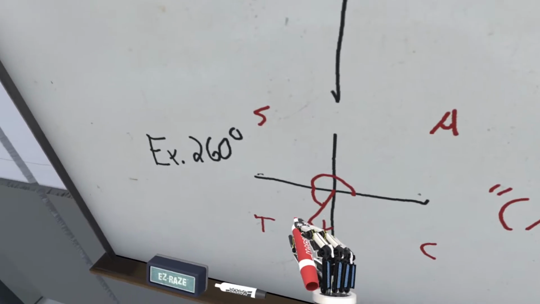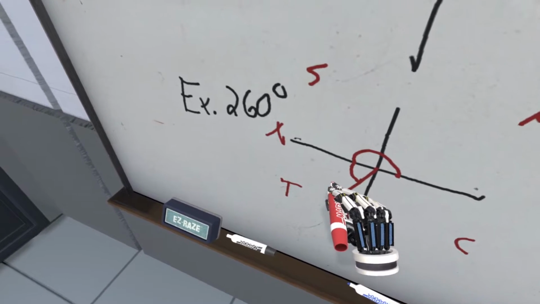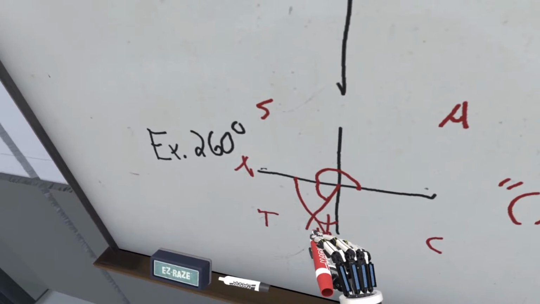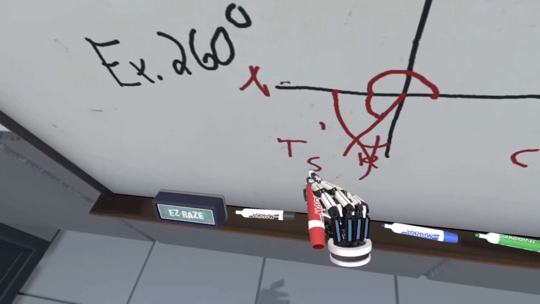Reference angles are always measured between the terminal arm and the x-axis. So we're going to measure all the way from our 260 here back to 180, which means that our angle here will be 80 degrees.